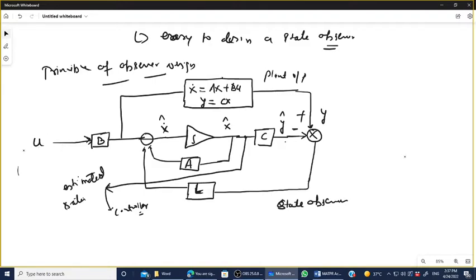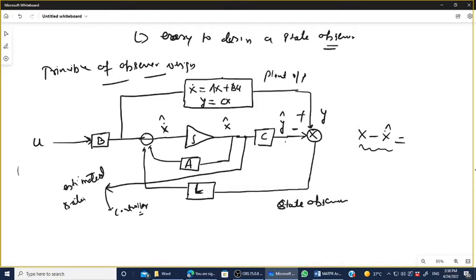And if the closed loop poles are located on the left half of the s-plane, the error between x minus x cap, those state variables that are unmeasured, will decay. It means it is just giving some error.